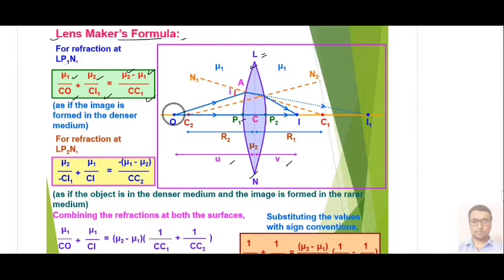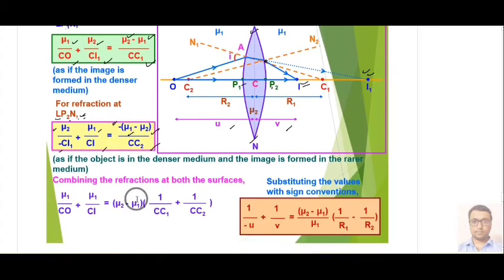Now note that this I1 is the image formed by the first surface. Then for the second surface, this I1 will behave like an object and its final image is formed at I. Now for the second surface, that is LP2N, you have to apply the same refraction formula that we got in our previous derivation. So we will write mu2 upon minus CI1 plus mu1 upon CI equals minus (mu1 minus mu2) upon CC2.